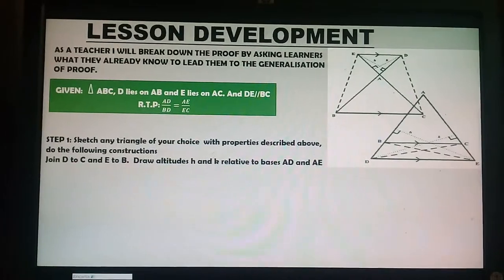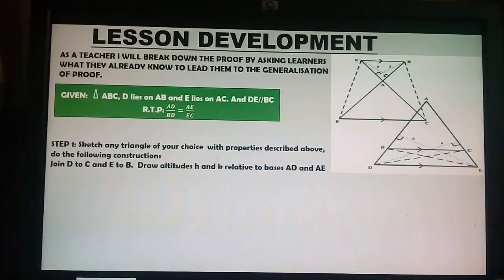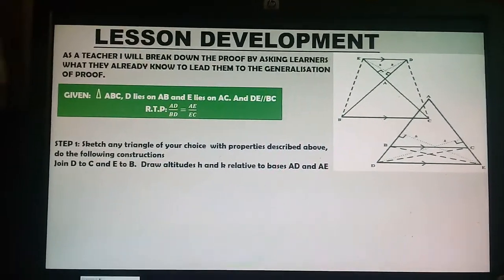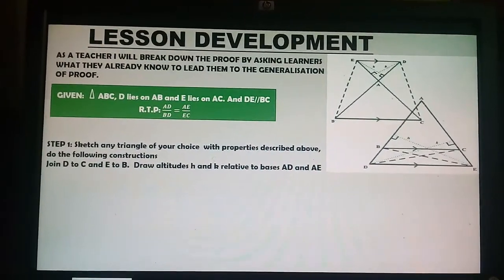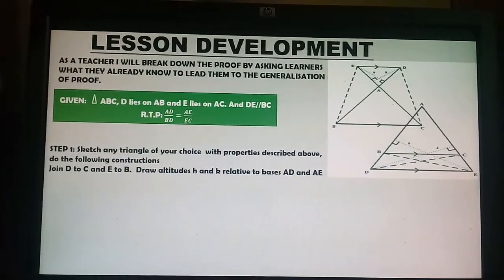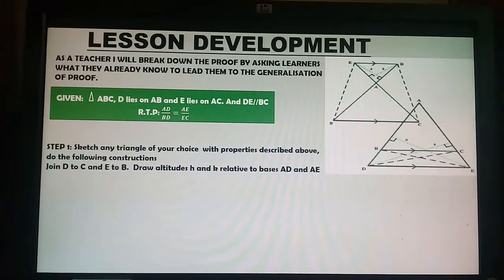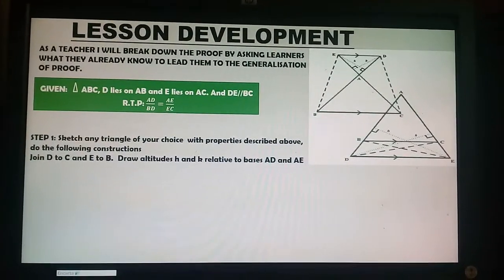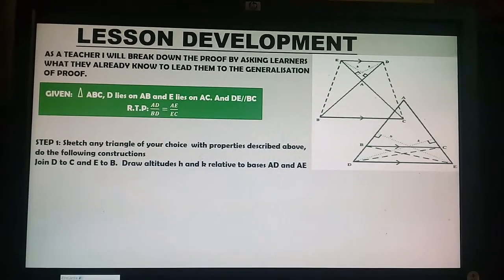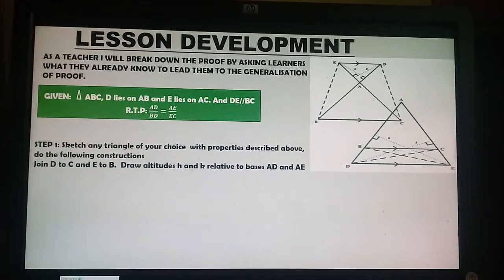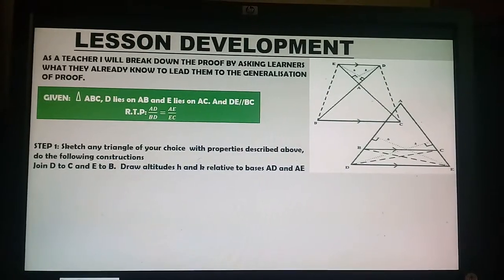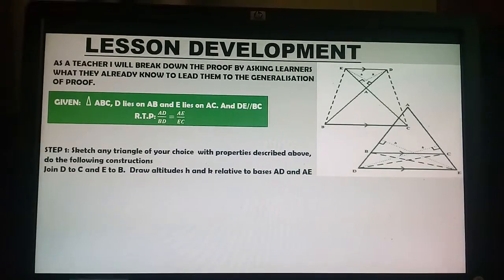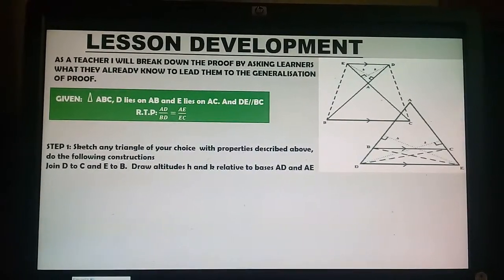What are those constructions? I will tell them to join D to C and E to B. Then draw altitudes H and K relative to AD and AE. I expect them to draw the altitude from line AD to E, meaning the altitude from AD to E, then another altitude from AE to D. That is the altitude I'll ask them to draw.